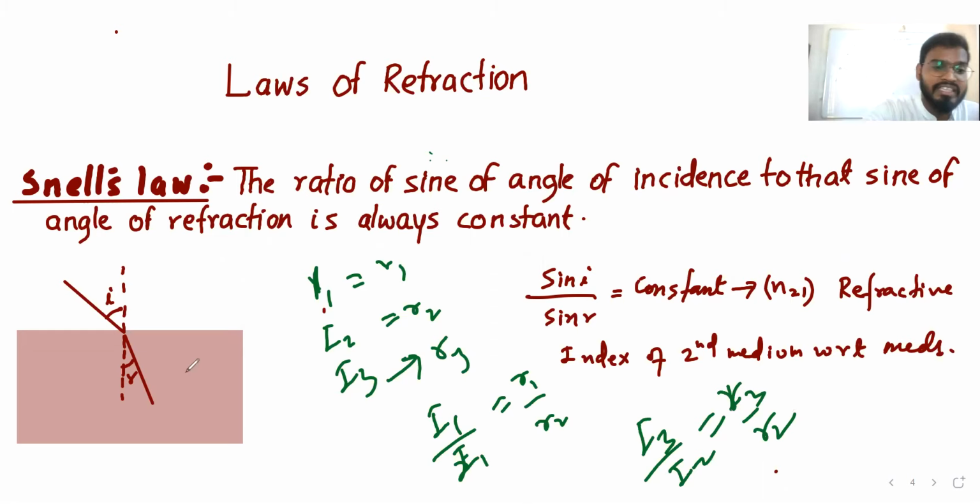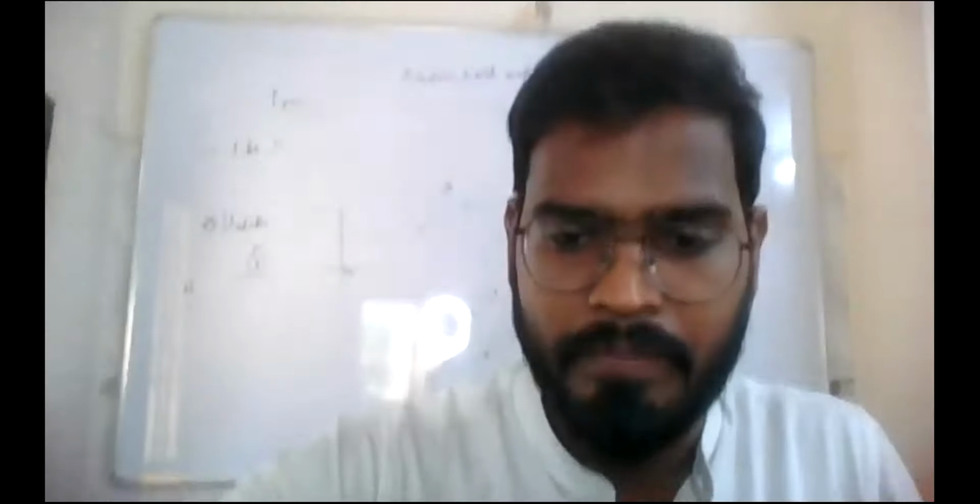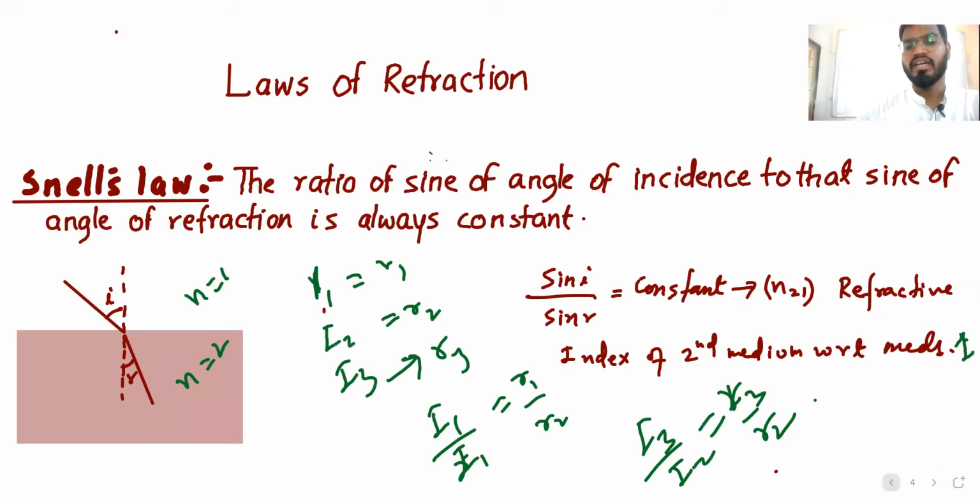Let's take n21. This is refractive index 2 and refractive index 1. So a refractive index of n21 means the refractive index of the second medium with respect to the first medium. Let's learn a little more about refractive index. If you see it a little more in depth, we wrote the refractive index of medium 2 by the refractive index of medium 1. Think about that. Suppose a ray of light is passing like this.